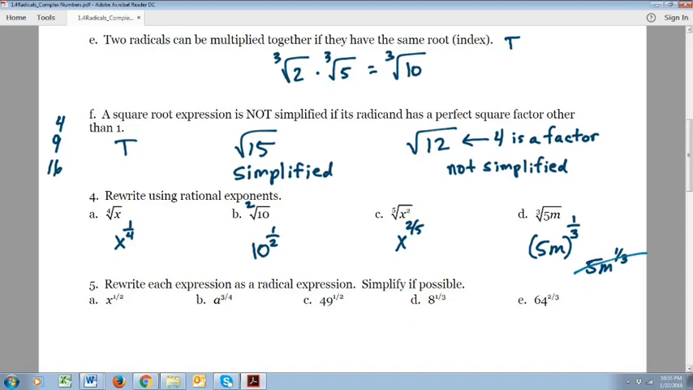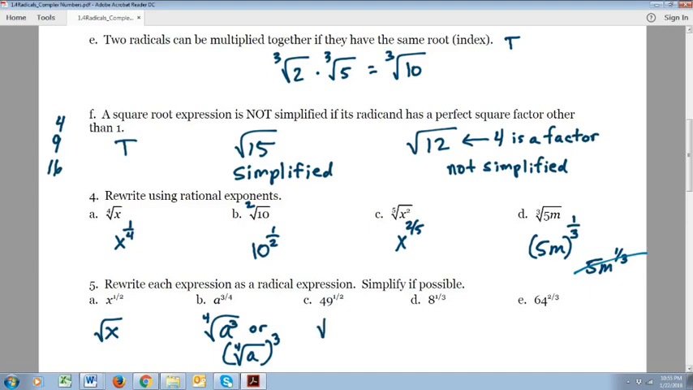Let's look at number 5. You have x to the 1/2 power. We know anything to the 1/2 power is a square root. Again, I could write the 2 as my root, but we don't normally write that. It's understood to be a 2. A to the 3/4 power becomes the fourth root of a cubed. And we also know that we can put that exponent on the outside. So either of these is correct.